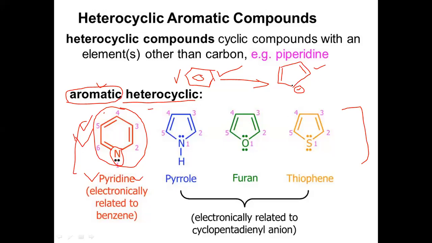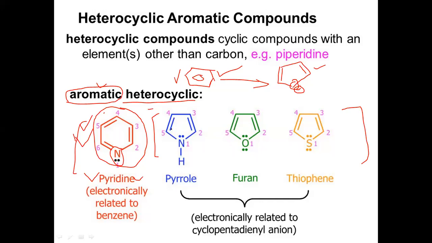Means if you replace this carbon by nitrogen, by oxygen, and by sulfur, you will get 3 different heterocyclic molecules. Their names are pyrrole, furan, and thiophene respectively. So these 3 structures have a 5-member ring.